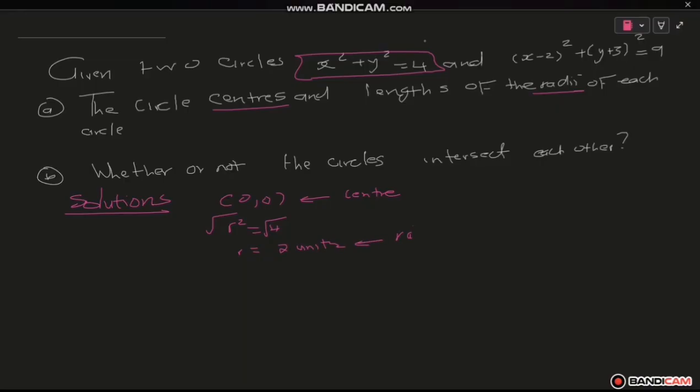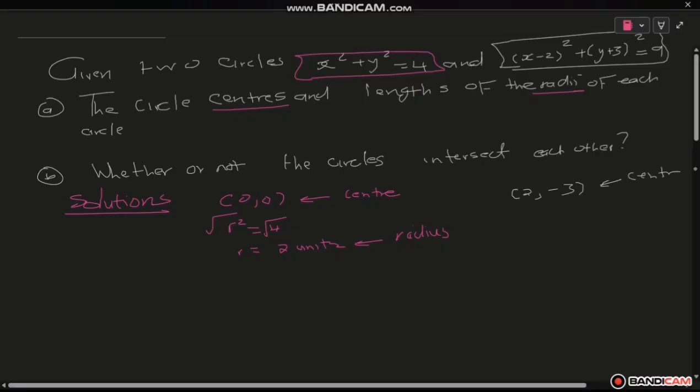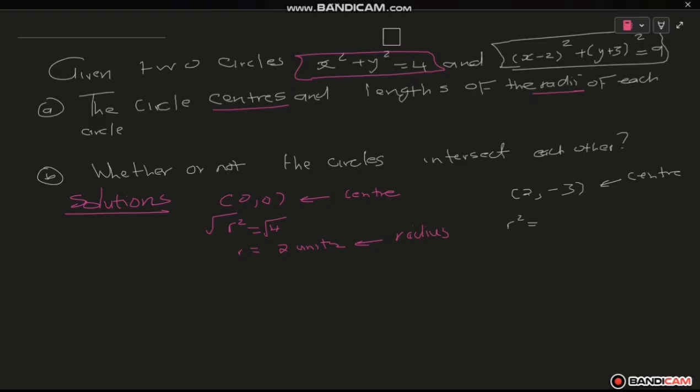Therefore, on the other circle, we are given the equation of the circle, and we know that this is the equation of the circle in its standard form. Therefore, the center will be (2, -3). This is the center of the second circle. Then r squared equals 9, so that we can find the radius. We determine the value of r to be 3 units, and we know that this is the radius. So we are done with that.